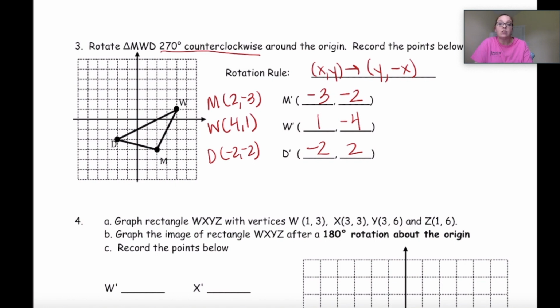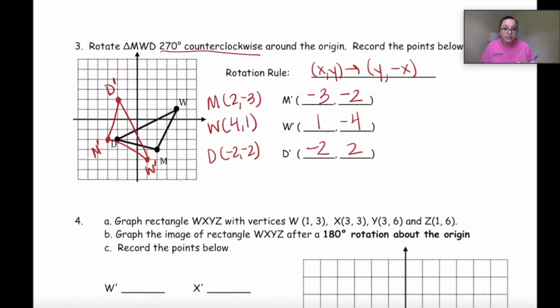Let's plot those points and then draw in the triangle. So M prime is at -3, -2. W prime is at 1, -4. And D prime is at -2, +2. Okay, now we have rotated triangle MWD 270 degrees counterclockwise around the origin.